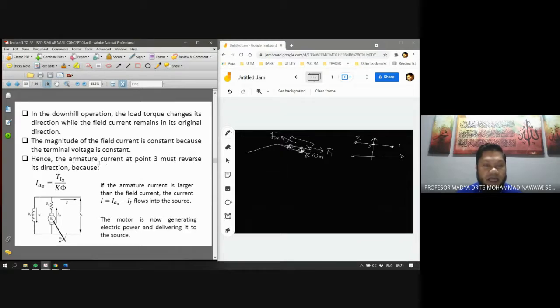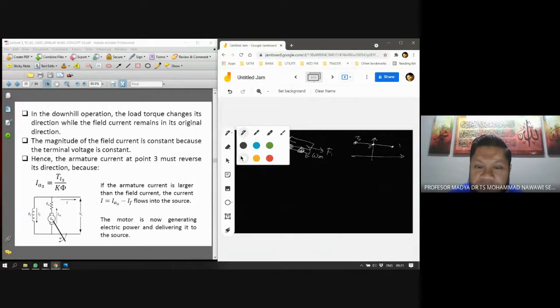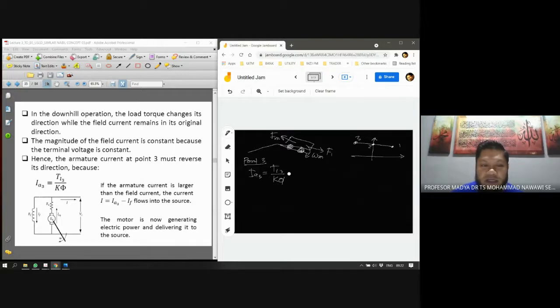And hence, the armature current at point 3 must reverse its direction. So instead of going down, now your armature current is going up. Going up, and IA3 now is the same direction. So if I can write, at point 3, we have IA3 equals load torque 3 over K flux. Then we have IT equals IA3 minus IF, or rather IA3 equals IT plus IF.